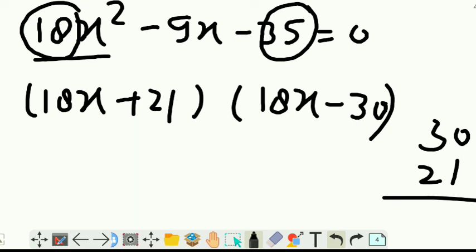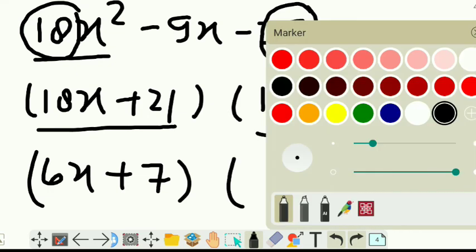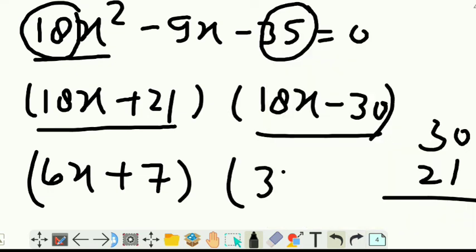So what is the HCF of both the numbers? Here the HCF is 3, and here the HCF is 6. So when we divide by 3, we get 6x plus 7, and here we get 3x minus 5. This is the solution of this question. Okay.